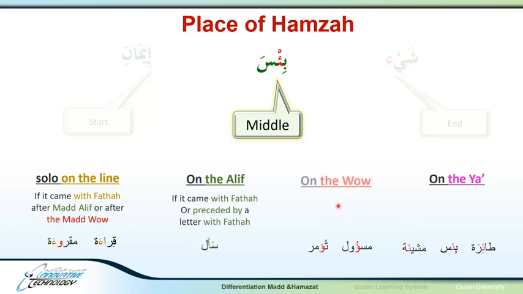It will be written on top of a waw if it has a dhamma or is preceded with a dhamma. In here, mas'ul has a dhamma itself. In tu'mar, it is preceded with a letter with dhamma. In both cases, we write it on top of a waw.